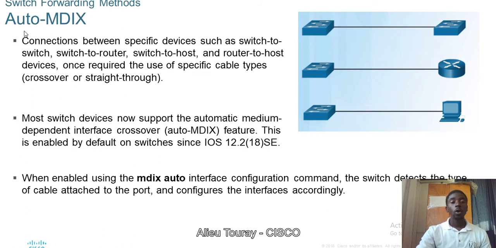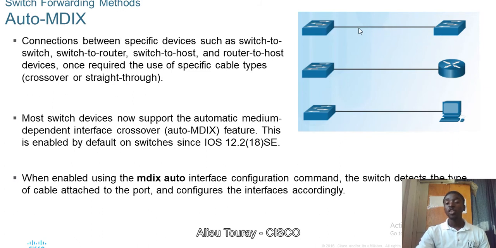We have another one here, the Auto MDIX. Auto MDIX is a technology that helps networkers use the available cable, not the preferred one. They use the available cable to connect your devices. Let's say, for instance, I am connecting two switches right here. According to my video, if you watch, two devices that are alike use what?